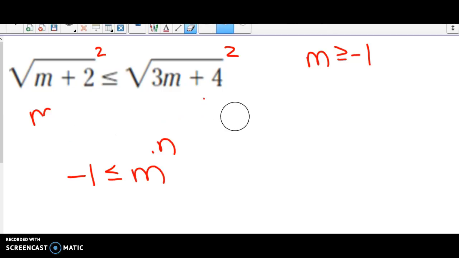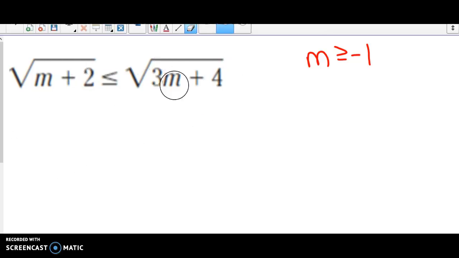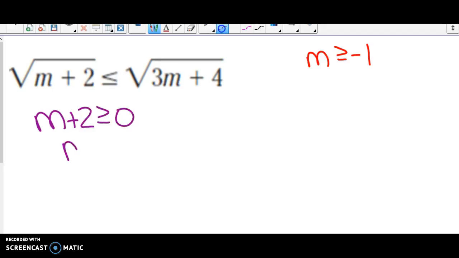Now let's go and deal with the domain. Now remember, anything under a radical sign has to be nonnegative. So we're going to play around with that. I'm going to turn this purple. So m plus 2 has to be greater than or equal to 0. So m has to be greater than or equal to, I mean, equal to negative 2. So there's another one of our answers. So m is greater than or equal to negative 2.